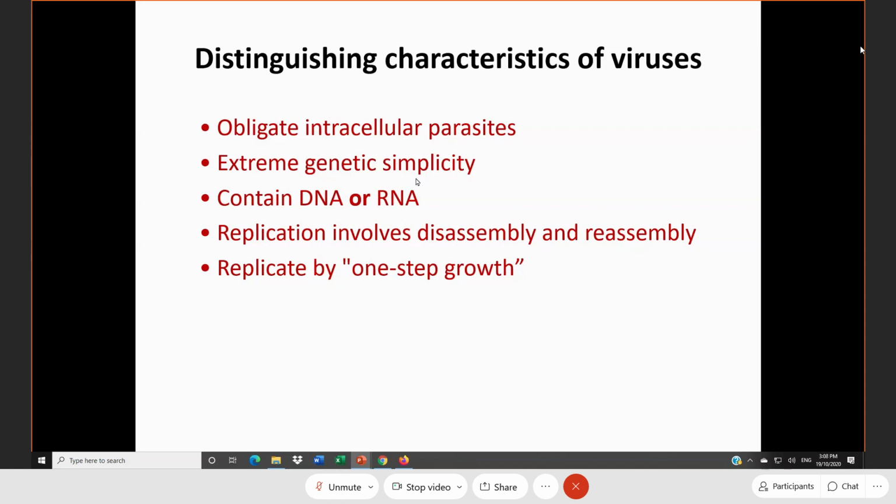So extremely genetic simplicity, they contain DNA or RNA. Human, how many genes do we have? Our genome encodes about 30,000 genes. Okay. Viruses, some of them may have 100, some of them may have 5 or 7. Small viruses have very few genes, but they are infectious. Some of the bigger viruses, like pox virus, have many, but still less compared to human. 30,000. They may have maybe 100 at most.